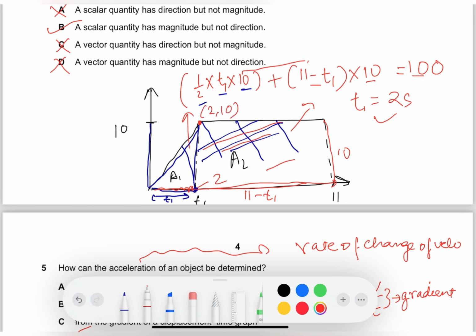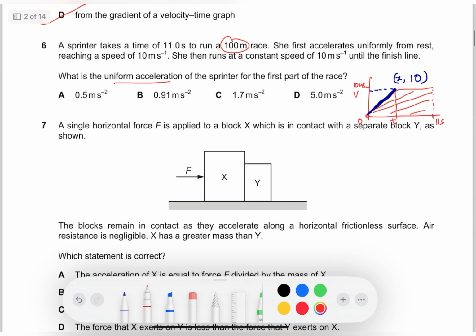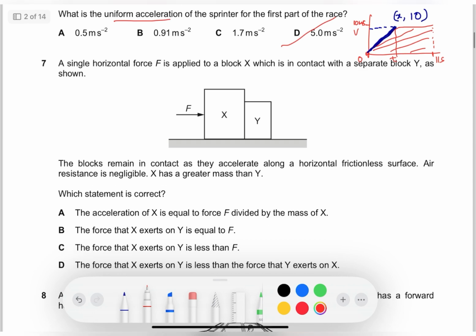Now we can find the gradient. This point is 0, 0. What is the gradient? y2 minus y1 upon x2 minus x1. It would be 5. Let us check for the answer. 5 meter per second. You got this one also correct, learners. Let us move on to the next one.